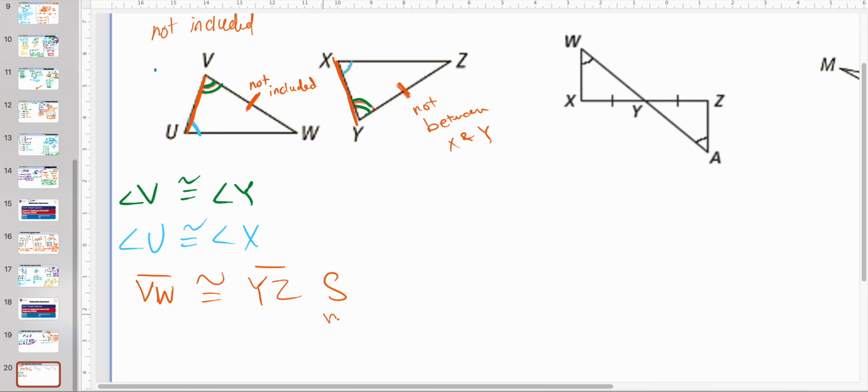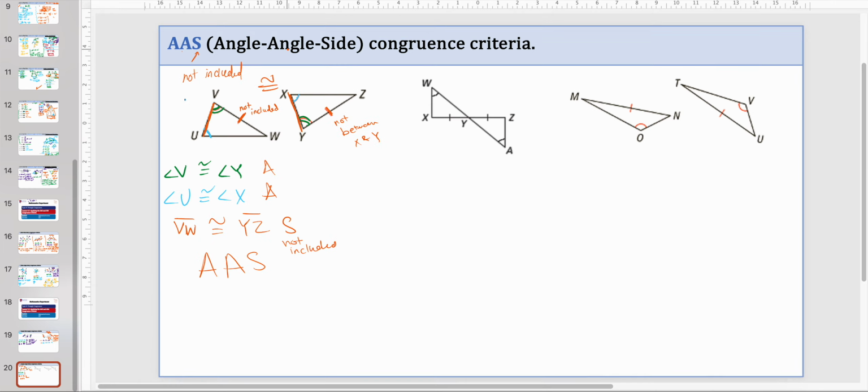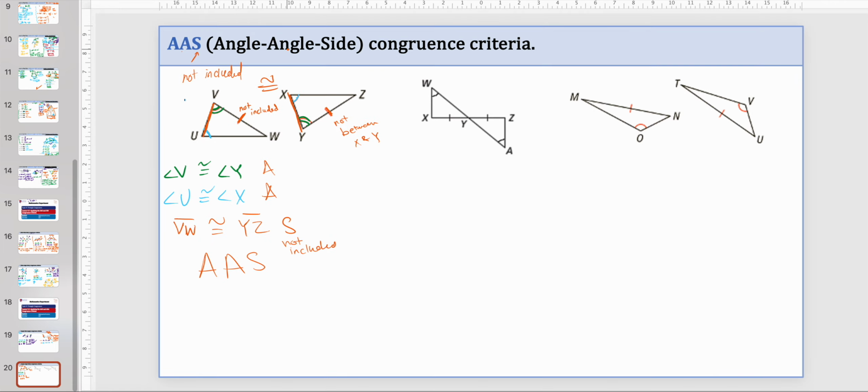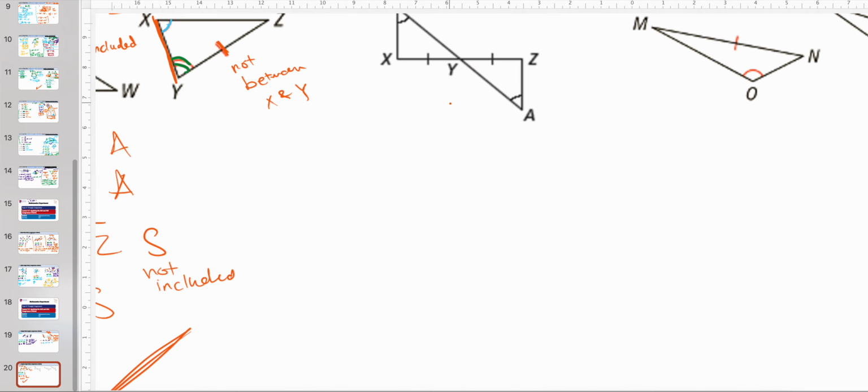So we have a side that is not included. Therefore, the rule is called what? Angle, angle, and the side is not between, it's somewhere else, other side. Okay, so therefore they are congruent. So the rule says if the side is also outside, it's not between them, still they are also congruent. Cool. Okay, so let's take a look here.